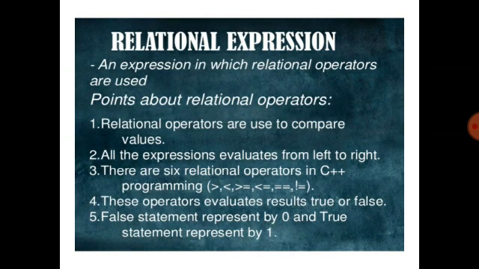The next one, relational expression. An expression in which relational operators are used is called a relational expression. Relational operators are used to compare values. All the expressions evaluate from left to right. There are 6 relational operators in C++. Already we have seen them in the last topic, operators in C++: greater than, less than, greater than or equal to, less than or equal to, equal to, not equal to. These operators evaluate results as true or false. A false statement represents 0 and a true statement represents 1.